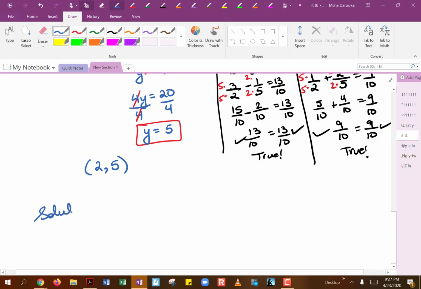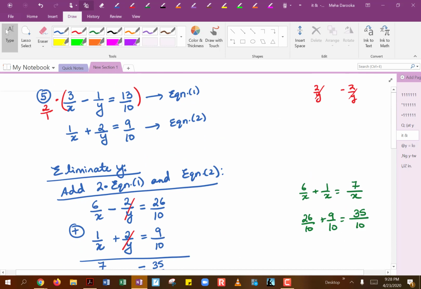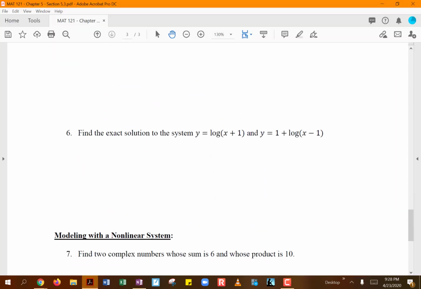And so when you write your solution set, these two graphs are intersecting at only one point, and that's going to be at 2, 5. Okay. Alrighty, so there you go. This is how we go about solving number 5.